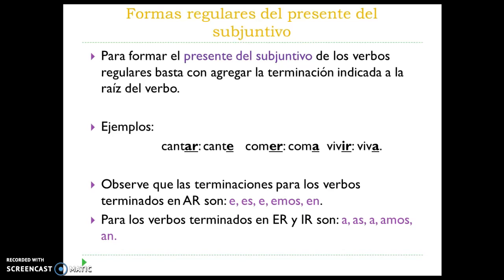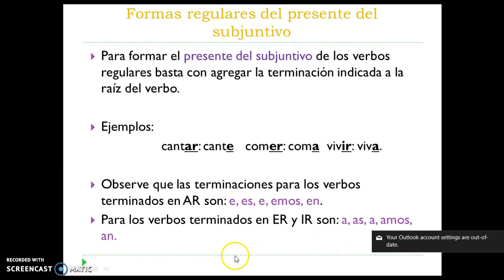Okay, so basically here we're talking about how do we form the present subjunctive. One thing that we need to make sure we understand is that we do follow the same patterns that we've been seeing. You take off the AR, ER, IR ending, and you're left with the stem. If it's an AR verb, you add e, es, e, emos, en. If it's an ER or IR ending, you add a, as, a, amos, an.